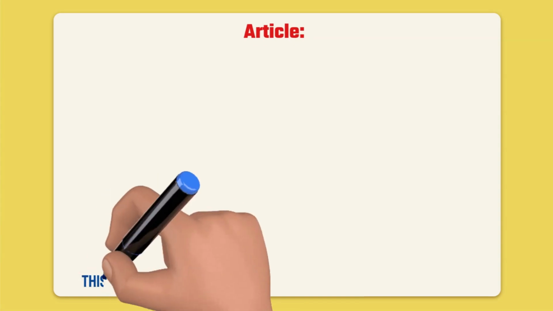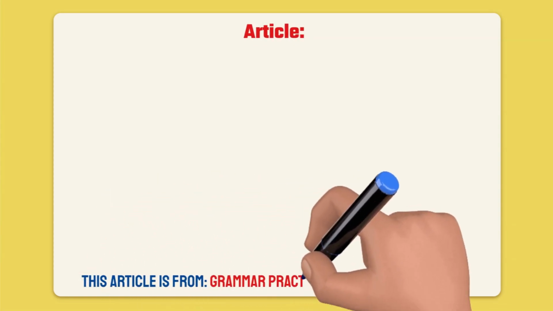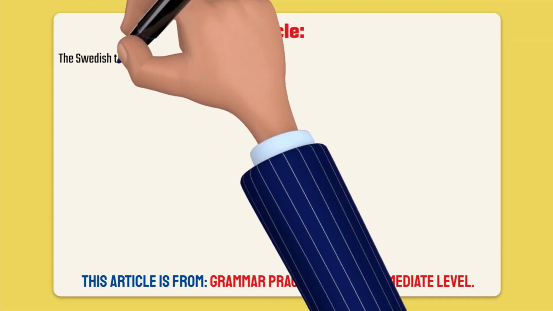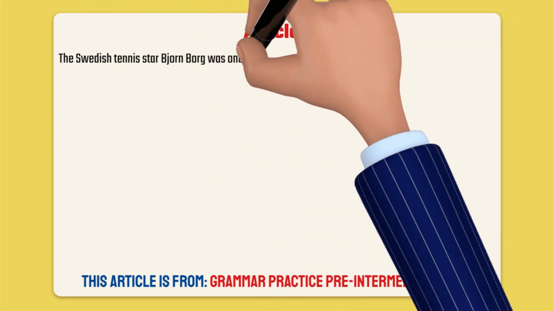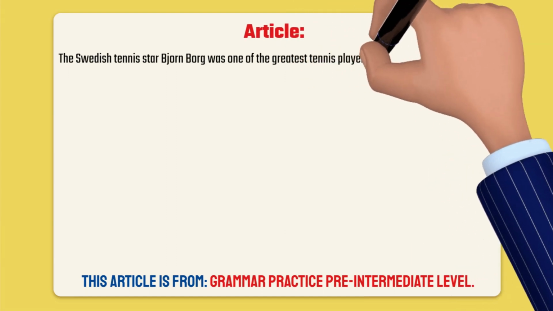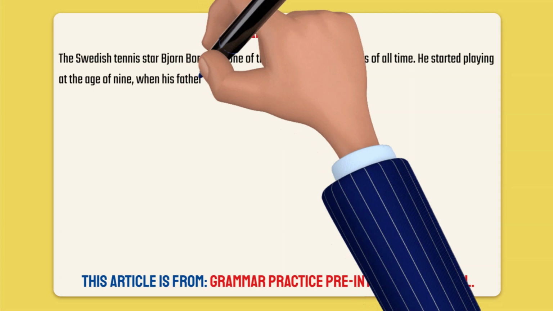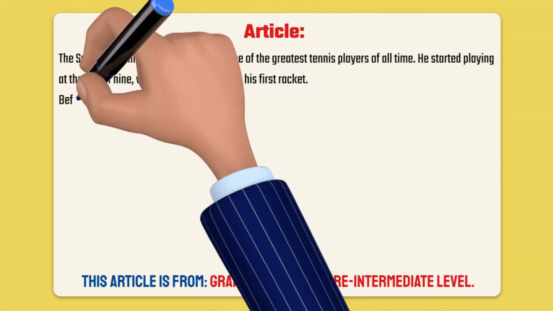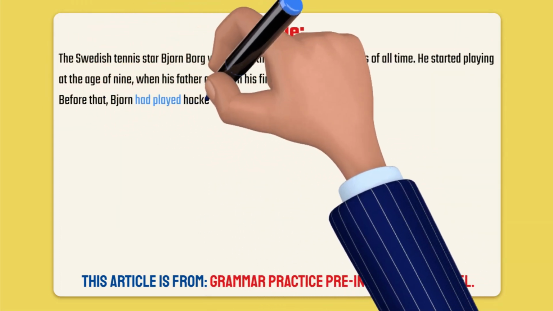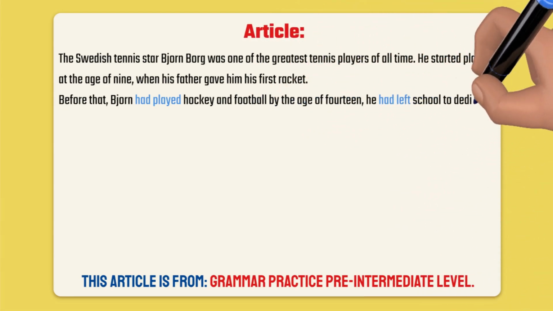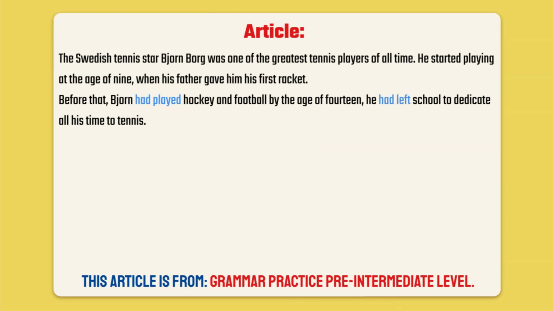Article. The Swedish tennis star Björn Borg was one of the greatest tennis players of all time. He started playing at the age of 9, when his father gave him his first racket. Before that, Björn had played hockey and football. By the age of 14, he had left school to dedicate all his time to tennis.